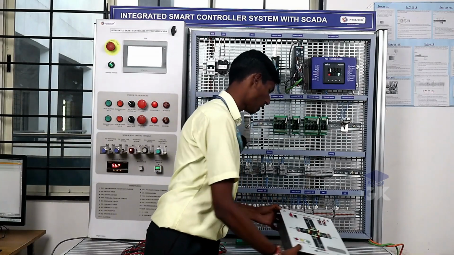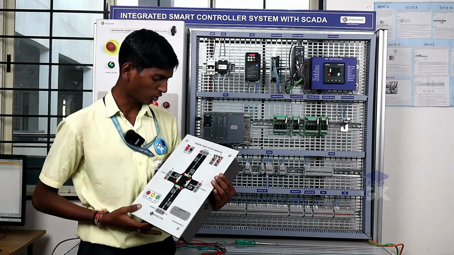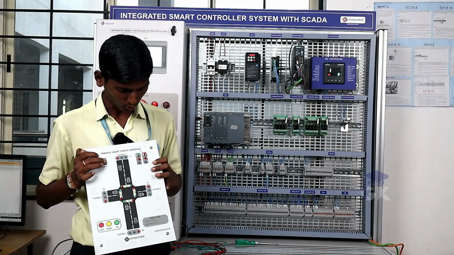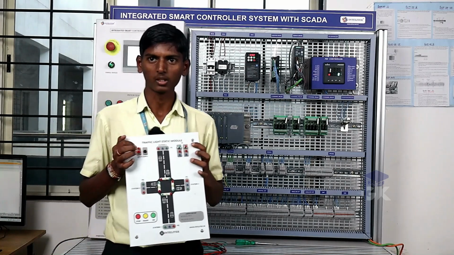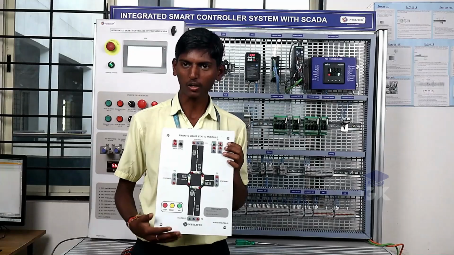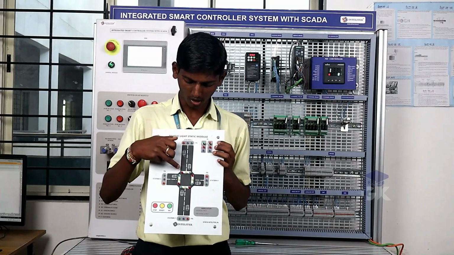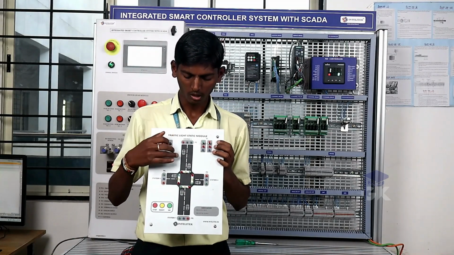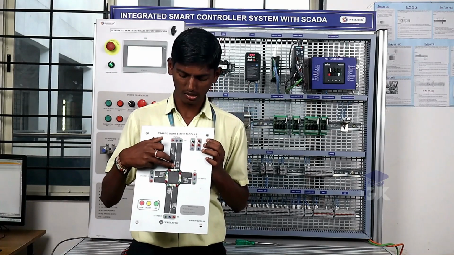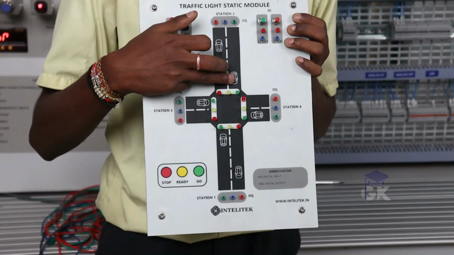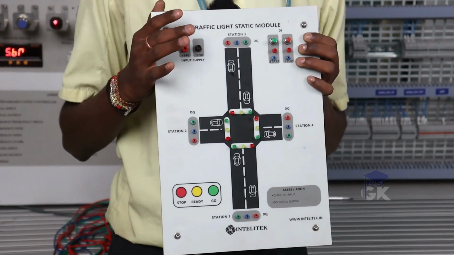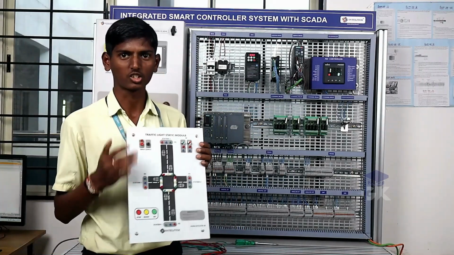Before going to that, let me explain about the static module. It has 24 volt, ground, a start and stop button. As you can see here, it is a 4-lane traffic light. It has red, yellow and green. Red is 60 seconds, yellow has 5 seconds and green is about 30 seconds. You can even set them as you think. So let's begin with the connections.